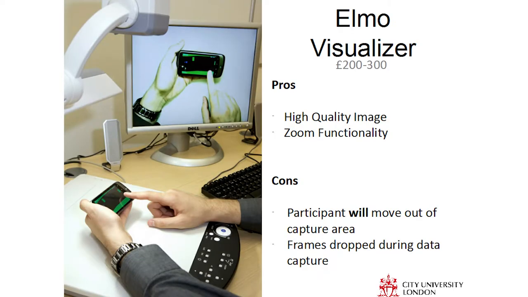One of the things that we have is the Elmo visualizer. This costs between £200 to £300, which is quite expensive. And the way that it works, they actually used to use Elmo visualizers, well, they do use them in the lecture theatres within the university.